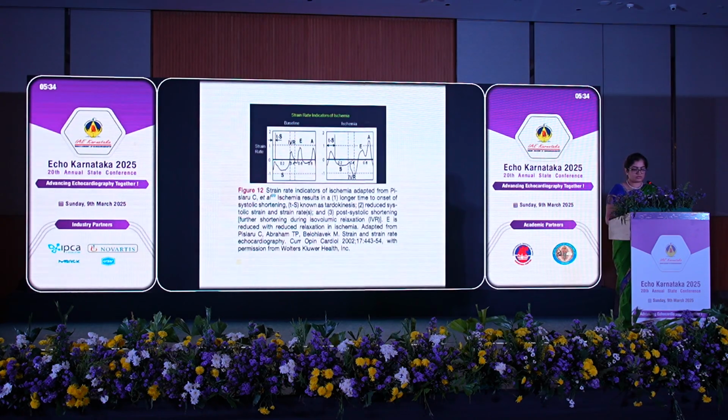So when you look at the strain rate indicators of ischemia, here you can see that when the patient is at rest, the TS, which is the onset of systolic contraction, is short. However, when the patient was given dobutamine, the onset of systolic contraction gets delayed, and the S excursion gets reduced, and you can see that it is extending beyond the systolic contraction into the IVRT period. All these three things are suggestive of ischemia in this patient.